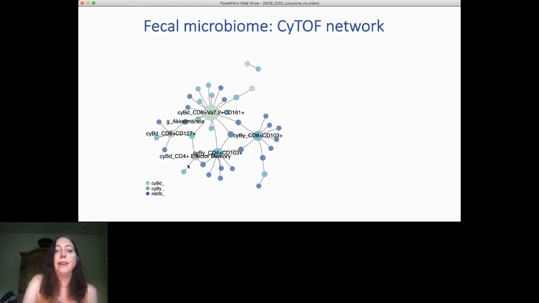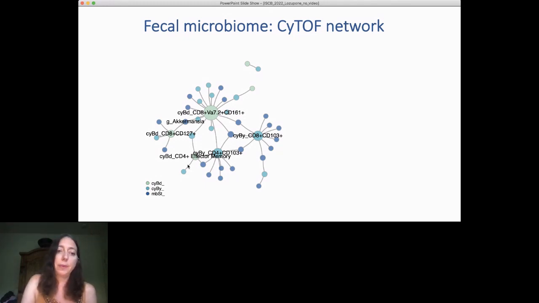So for instance, in a prior slide, I showed you how Faecalibacterium was correlating with CD8 positive, CD103 positive immune cells in the gut. So that immune population correlated with several different microbes, showing that they are influencing this immune population in the gut.